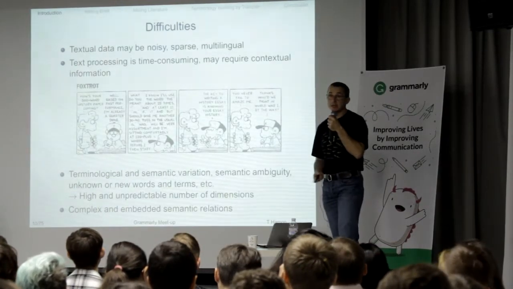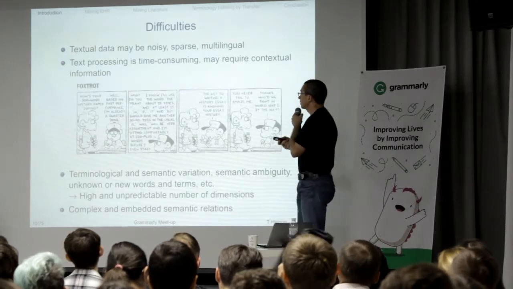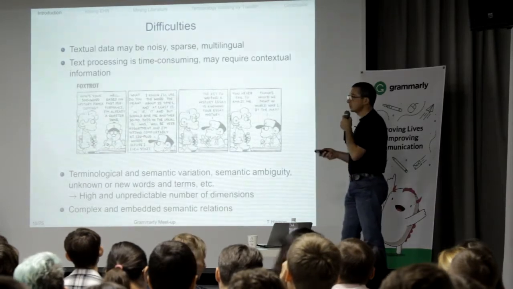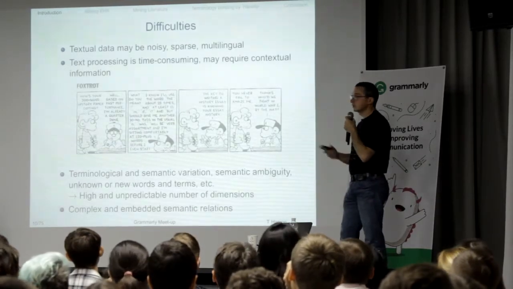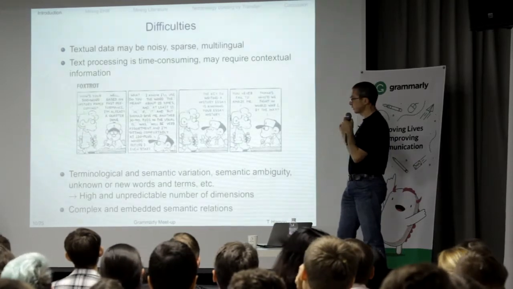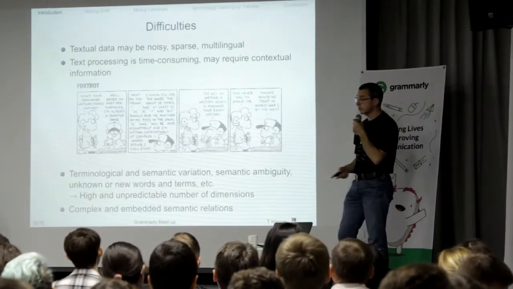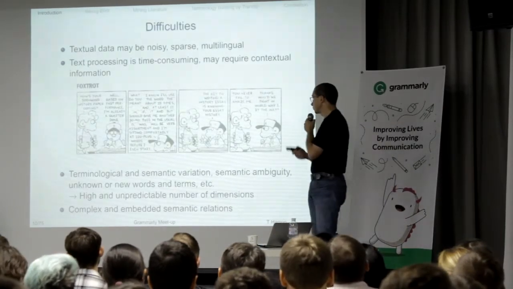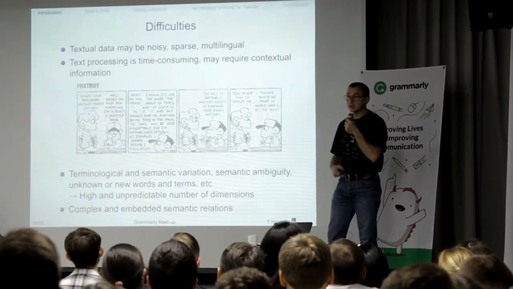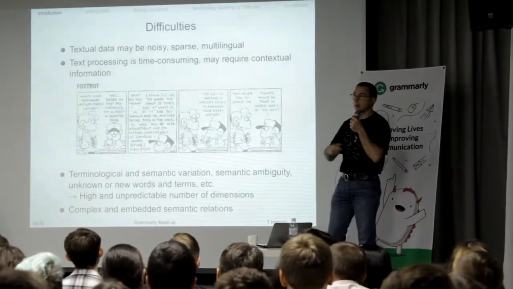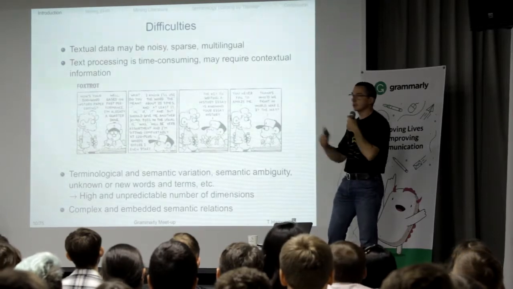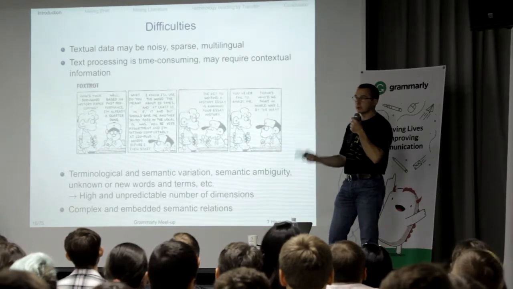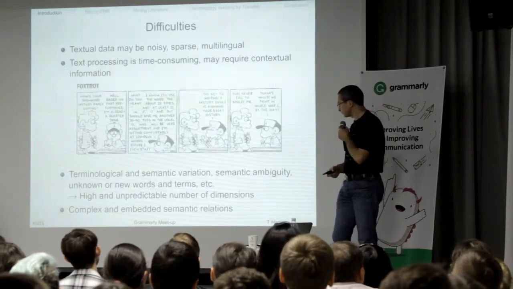Text processing can be time-consuming. It may require contextual information. You need to take into account terminological or semantic variation. I will give you some examples in the next slide. Semantic ambiguities also. There are also unknown or new words or terms in the text. That means that you can have a very important terminology, a very important list of acronyms, and you will probably find new terms in your text.